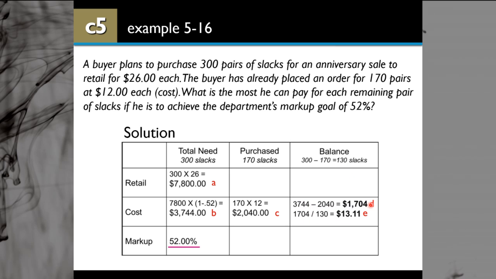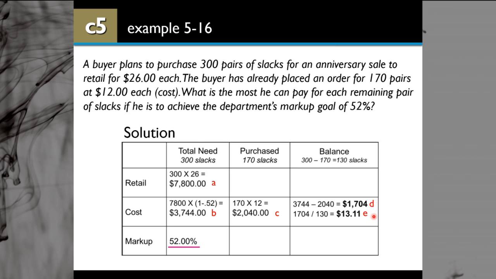So let's look at it. For D, your total cost balance is going to be 3,744 minus 2,040. So you got 1,704 as your balance cost. So you can spend this much to buy more slacks. And the cost for each slack needs to be, that's going to be the maximum. If you can get it cheaper, that's going to be better, because you have more leftover amount to buy more product. But what's going to be the maximum cost then?